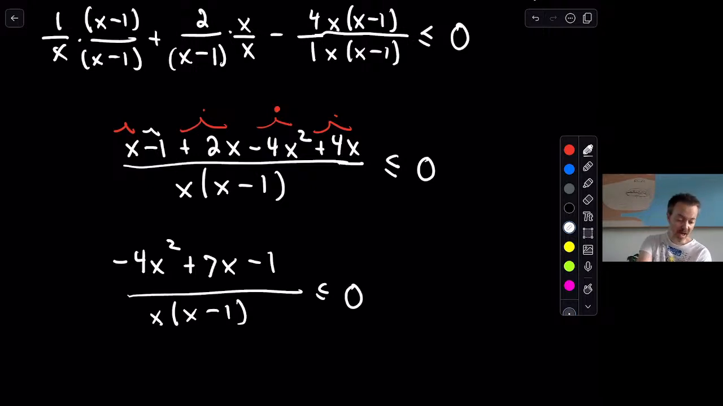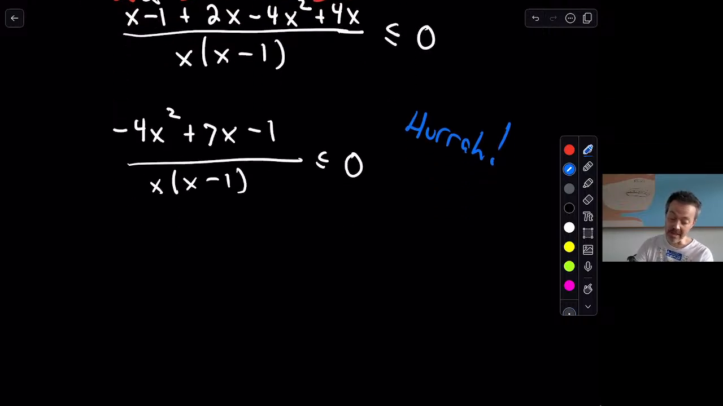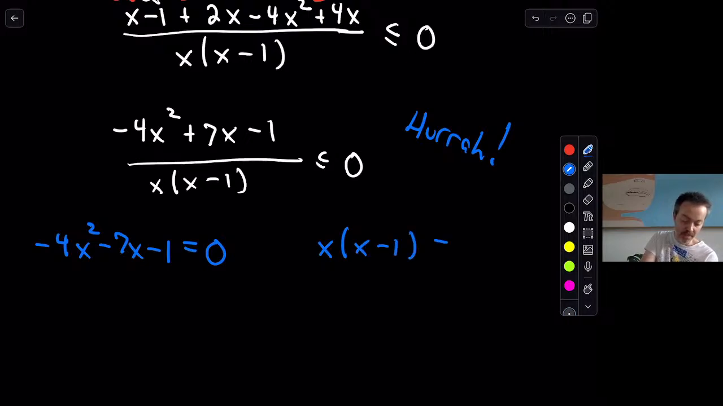Now I'm at my hurrah step because I've got a single fraction on the left, a 0 on the right. We're in business. So now again, I do the same thing. I take the numerator, I set it equal to 0. I think yuck, because this is going to be a nasty looking quadratic. I'll just use the quadratic formula. And then I set the denominator equal to 0. The denominator is easy because I'll just get x equals 0, and from that x minus 1, I'll get x equals 1, so there's 2 of them.